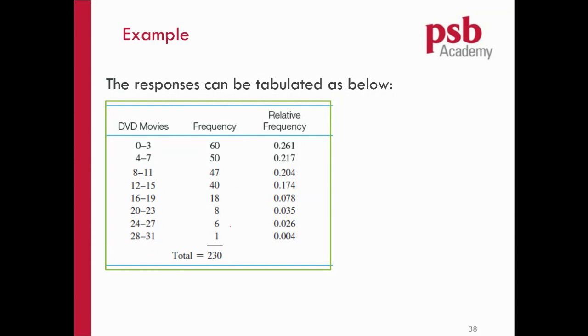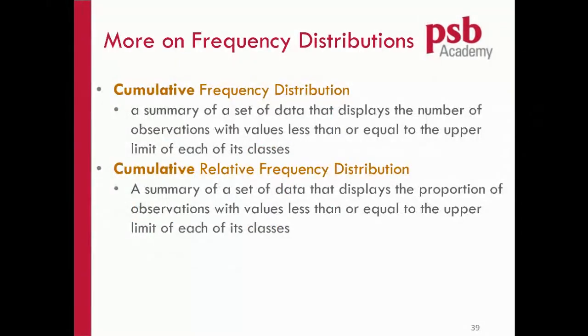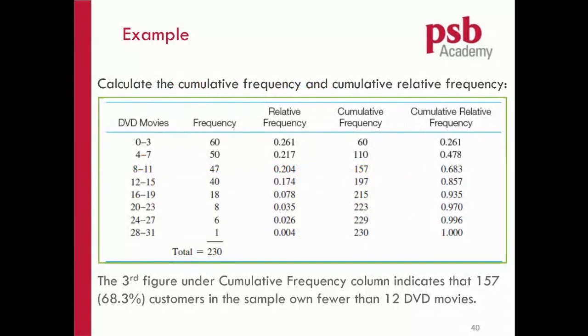Once you get the frequency done, the total is 230, and you can find out the relative frequency. The relative frequency will be 60 over 230. So everyone divide by 230. Now we are going to go to another 2 columns, which are called cumulative frequency and cumulative relative frequency. The relative means to change into decimal. So what is cumulative? Now before I explain that, you look at this.